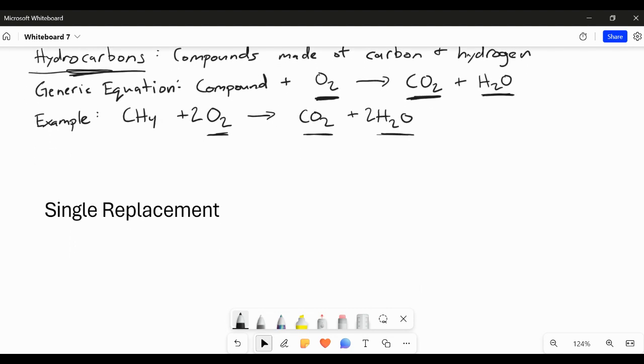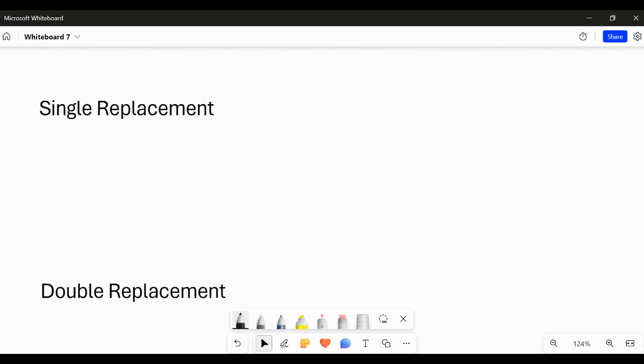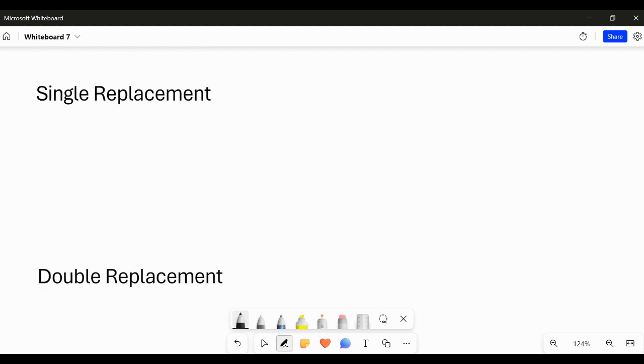Next, single replacement. A single replacement reaction is a reaction between a compound and an element. Make a little note.